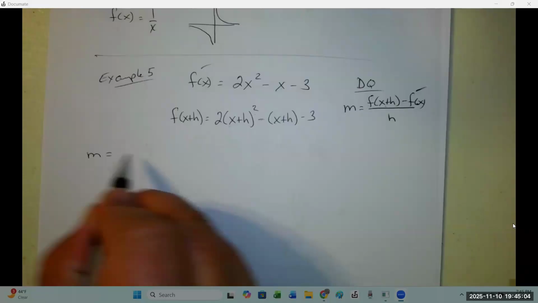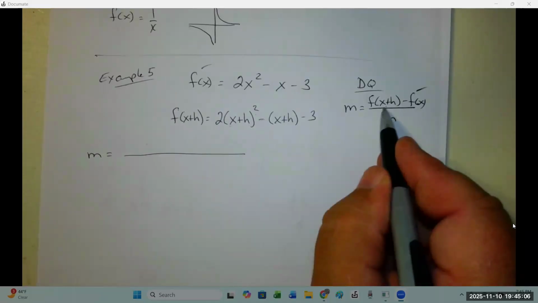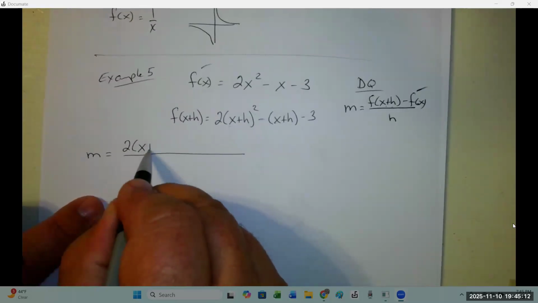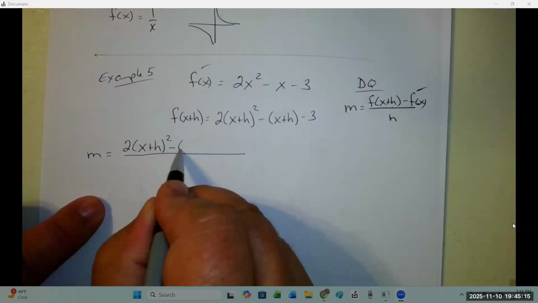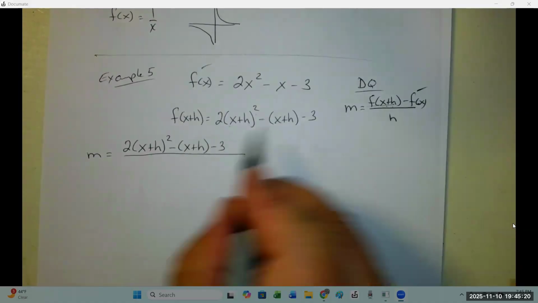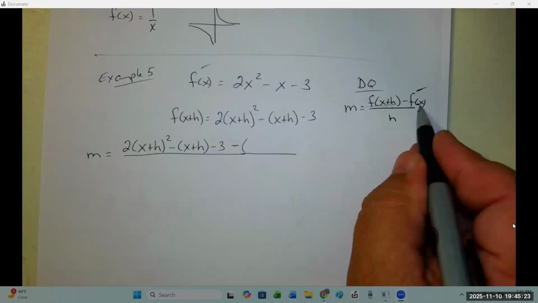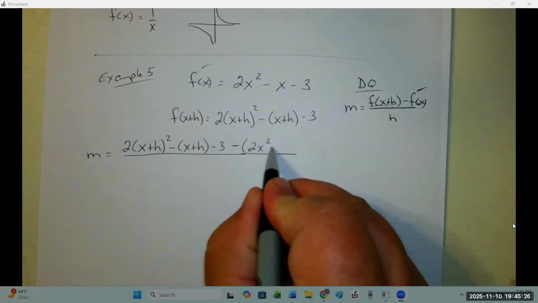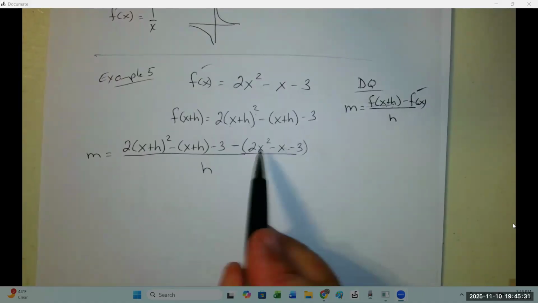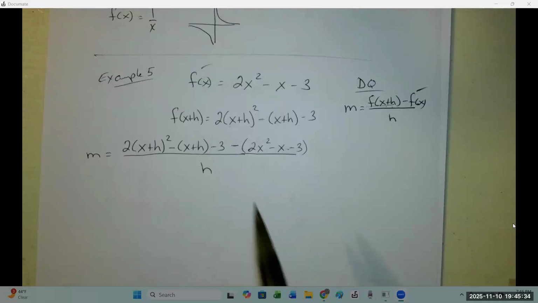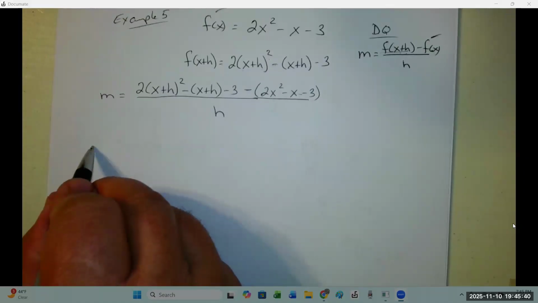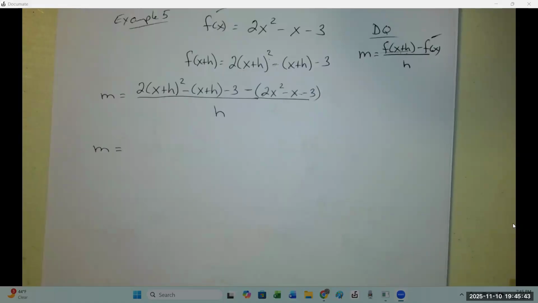So now we can start plugging things in. f of x plus h is 2 times x plus h squared, minus x plus h, minus 3. That's this first part. Minus f of x, which is 2x squared minus x minus 3, all over h. Remember, all of these eventually have to disappear. These get messy really quick, but then they clear up pretty quick also.